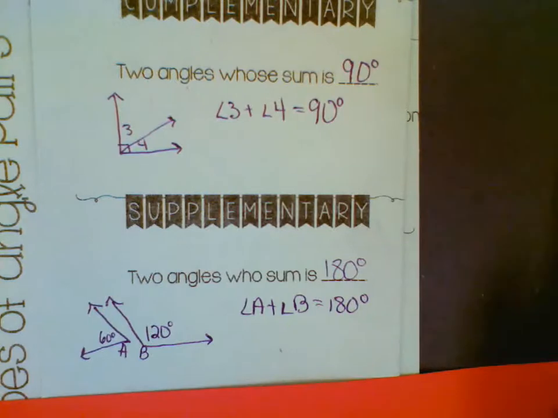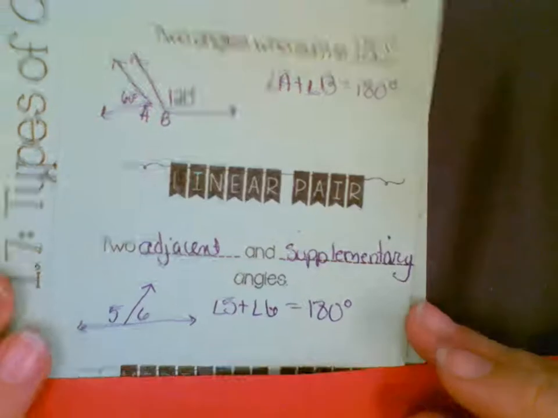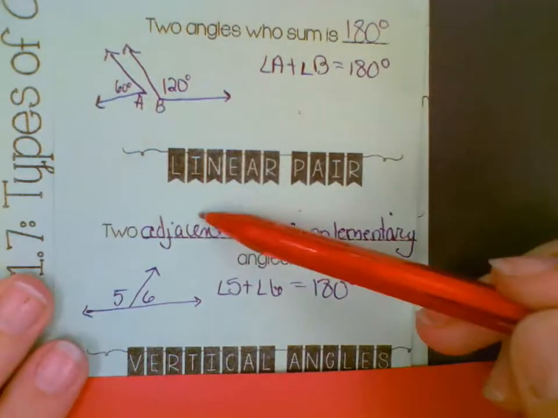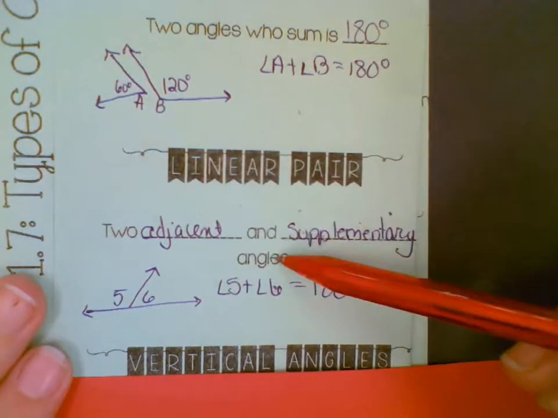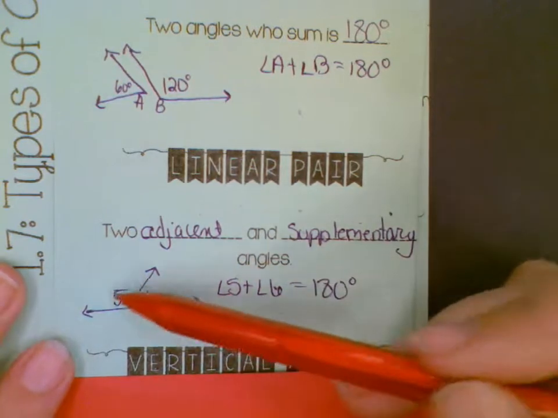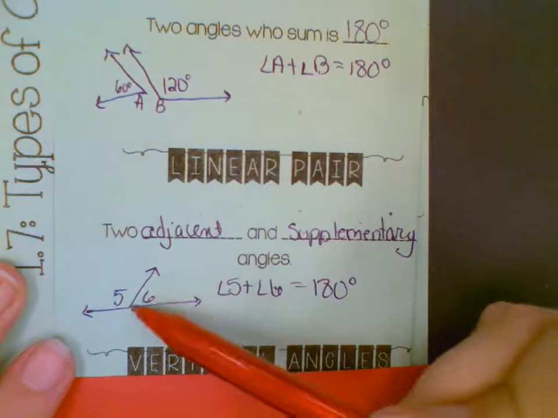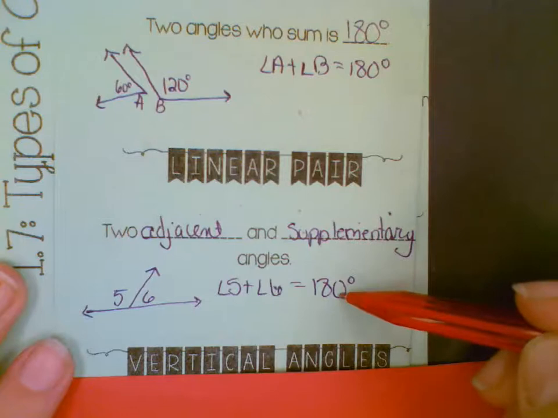Okay. But if they are adjacent and supplementary, they have a special name, and they're called a linear pair. So linear pair is when we have two adjacent and supplementary angles. So they're on a straight line, so that equals 180. So the two angles that are on that line, adjacent, share a side, supplementary, equals 180.